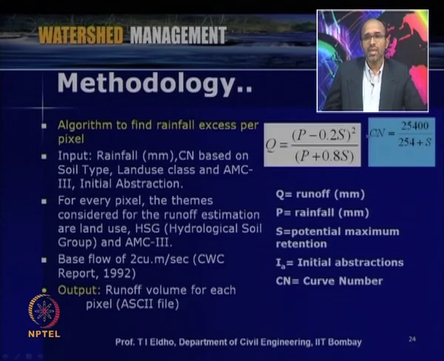As I mentioned, for hydrological modeling we have used the SCS-CN method, which we have discussed earlier. The equation is this one, and then the curve number is obtained from this. Here Q is the runoff in millimeter, P is the rainfall, S is the potential maximum retention, IA is the initial abstraction, and CN is the curve number.